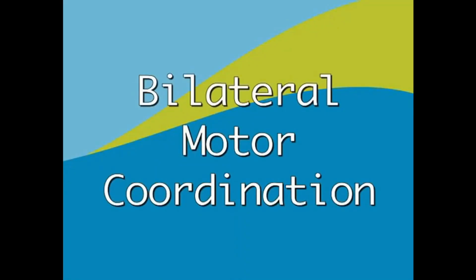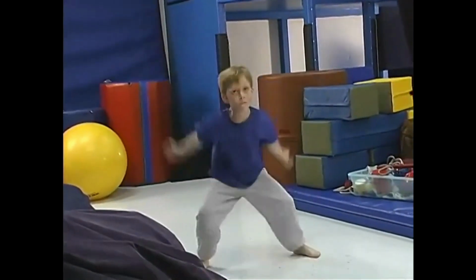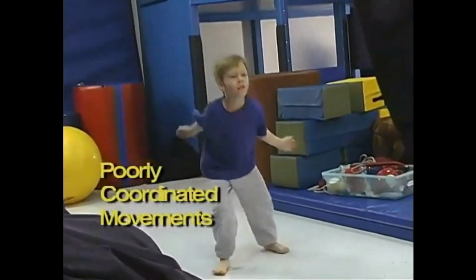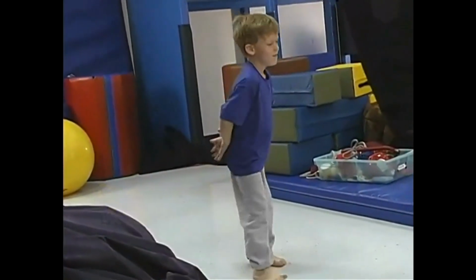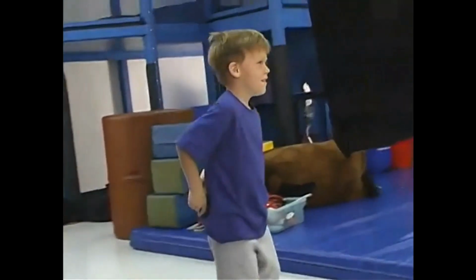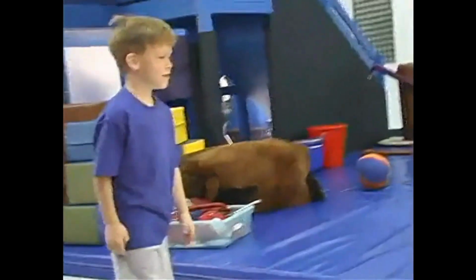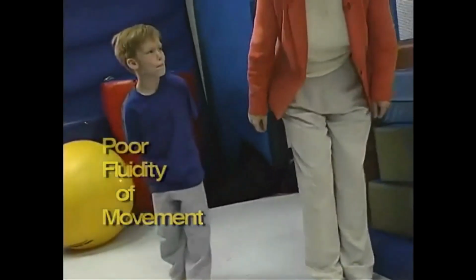Bilateral motor coordination. Matthew definitely does not have good coordination, and his performance is below age expectations. Something else. Can you skip like this? When he tries skipping, he has poor fluidity of the movements, and he has poor bilateral motor coordination.